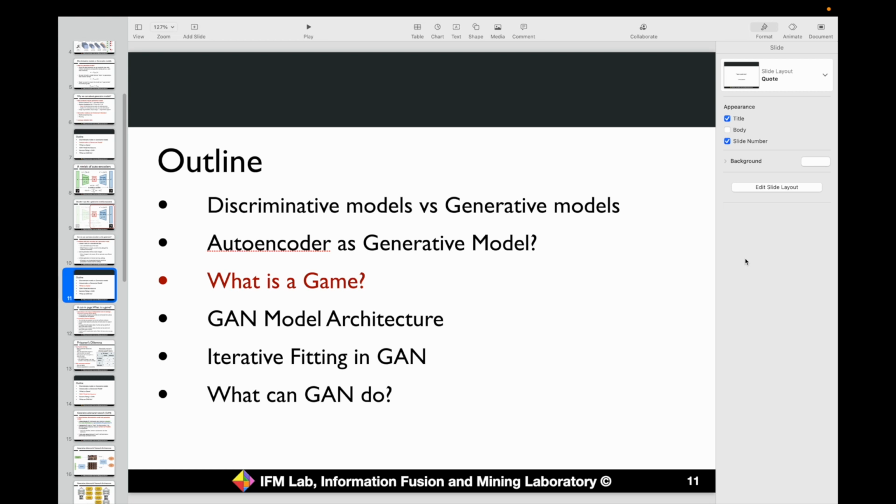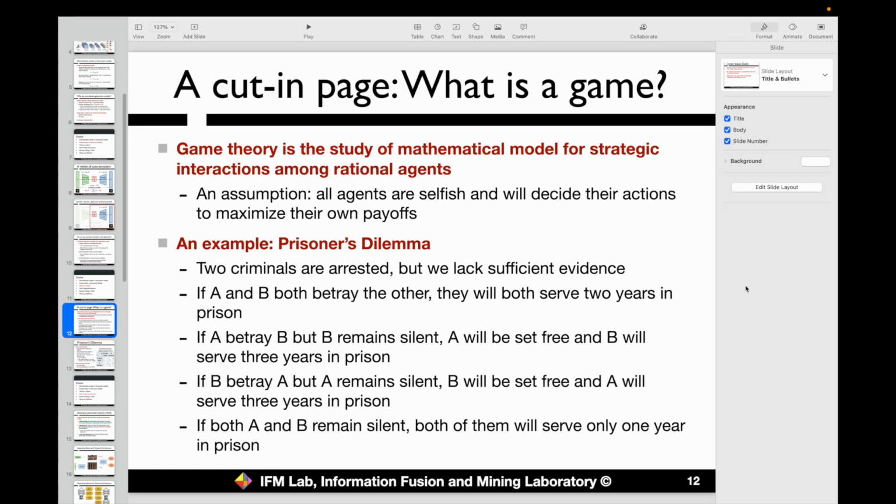Then first of all, what is a game? And here we have a page to provide you with some brief information. So the game scenario is the study of the mathematical model for the strategical interaction among different agents. And we have an assumption here. All the agents we are studying in a game, they are selfish, and we decide the actions to maximize their payoffs. And this assumption is very important. In other words, these agents will be working for their own, and they want to maximize their own payoffs.